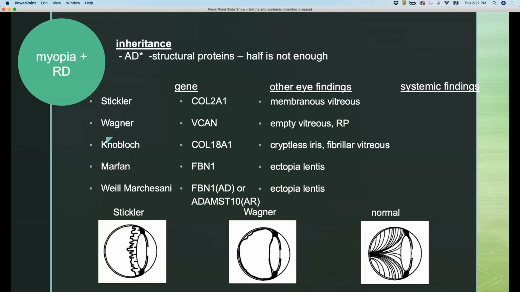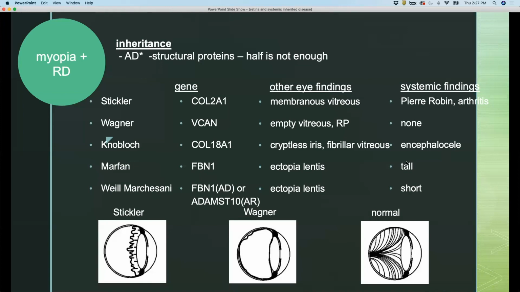Yes, exactly. Great. And then they also get arthritis, because the type 2 collagen that is in the vitreous is also in the cartilage. In Wagner syndrome, they don't have any systemic findings, so maybe I shouldn't even have included it in this lecture, but it seems like the right place. And then in Knobloch syndrome, they can get encephalocele.